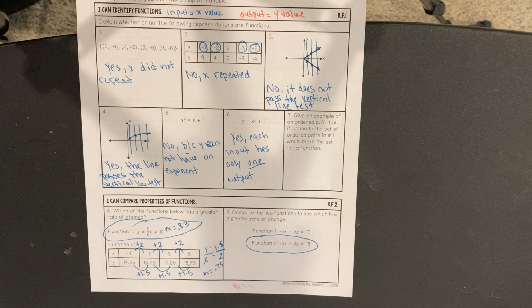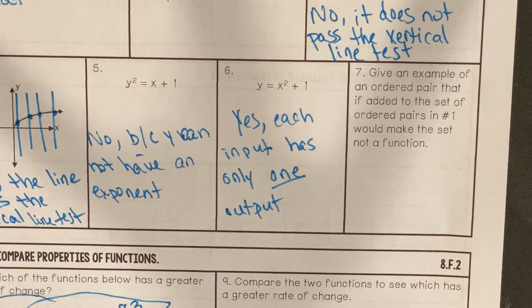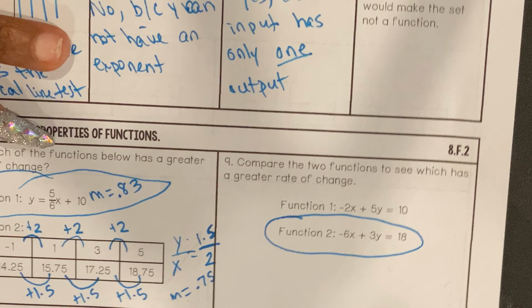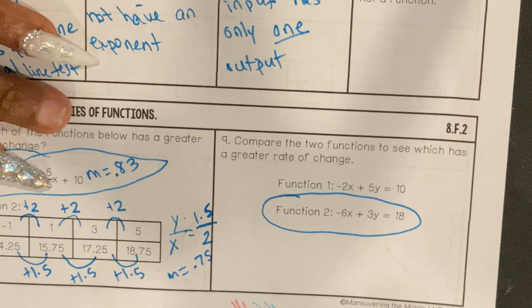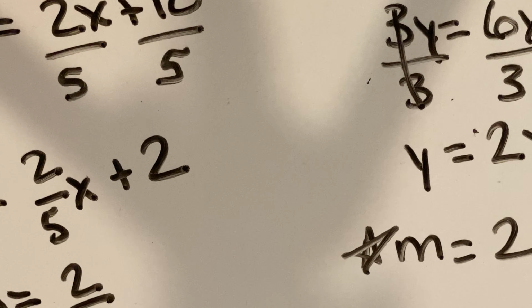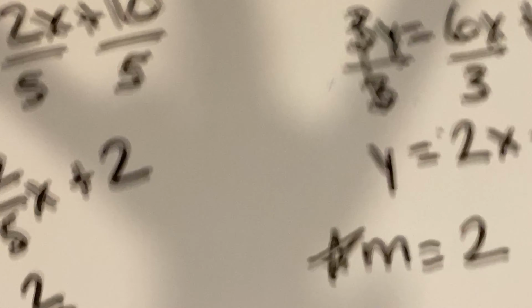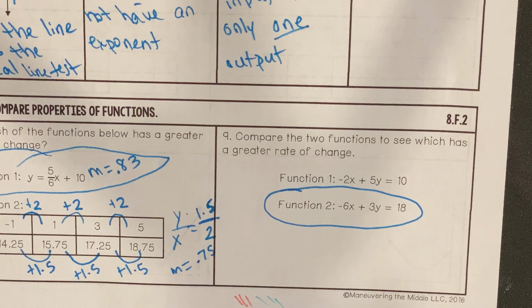So it's a little bit easier when they've already given you the equation, because then all you have to do is get it in y equals mx plus b form, and then determine which one is bigger. Okay, and remember we determined which one was bigger because this one was 2/5 and this one was 2.